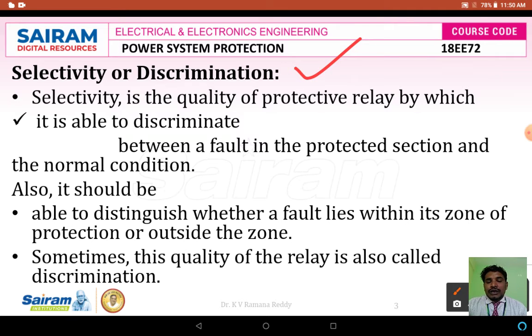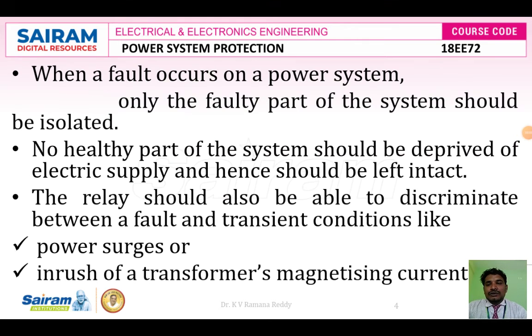a protective relay gives the command signal to the circuit breaker to trip it. If a fault lies within its protective zone, then only it has to operate. Whenever a fault happens outside of its protective zone, it should not operate. That kind of quality is required of a protective relay. So when a fault occurs on a power system, only the faulty part of the system should be isolated.